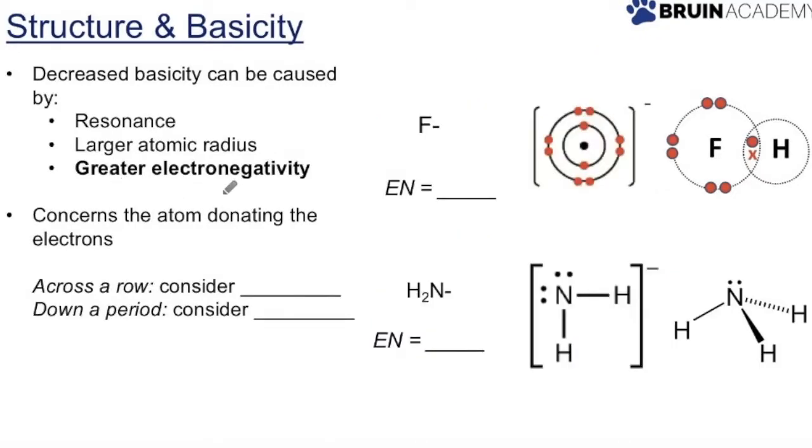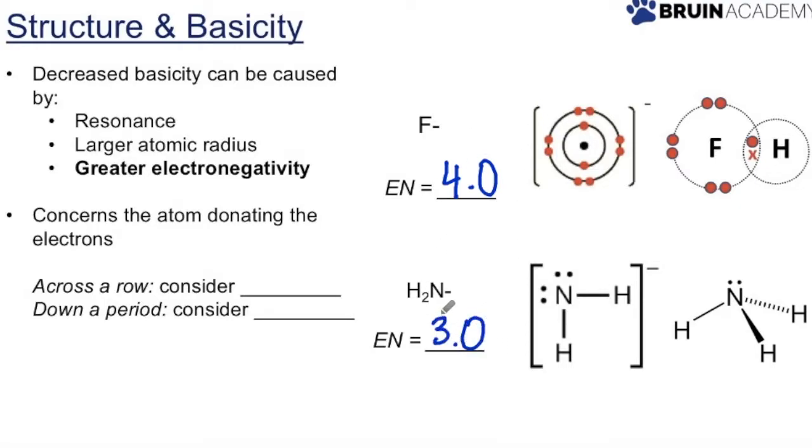The next thing we want to consider is electronegativity. And this is really electronegativity regarding the atom that donates the electrons. For all of these, we're concerned with the atom that has the electrons that would be donated in an acid-base pair. So let's look at fluorine and nitrogen here.